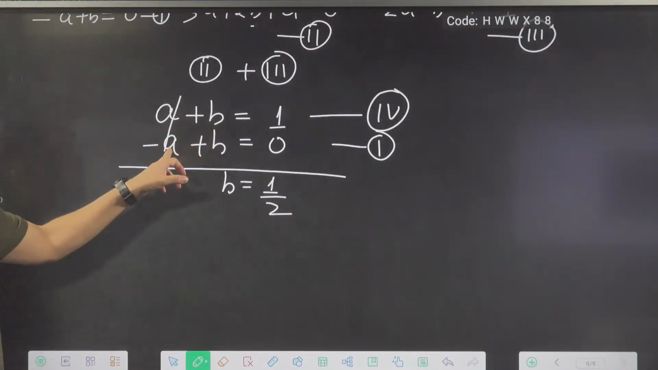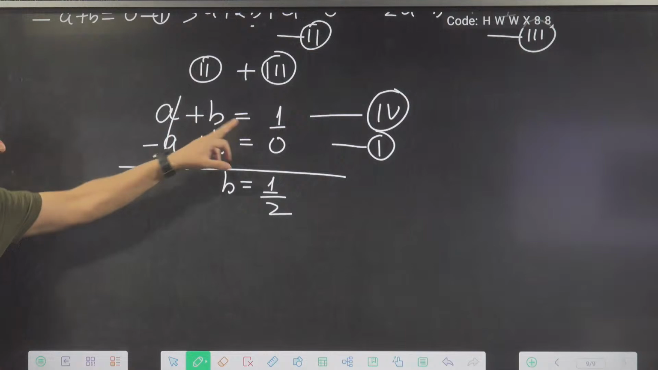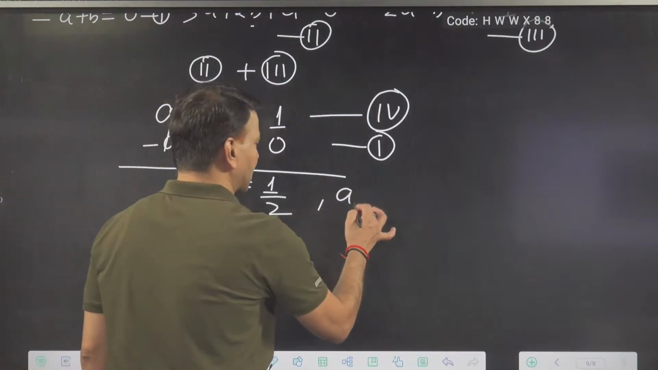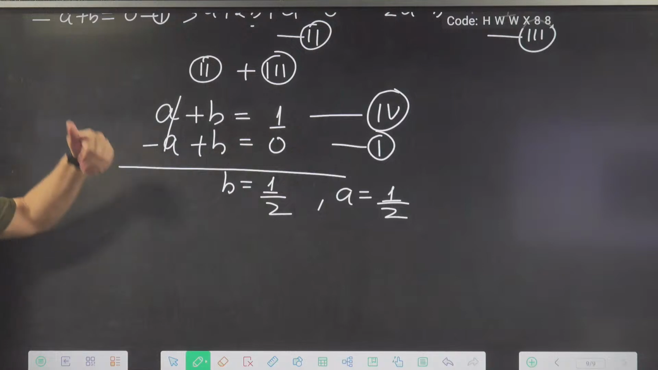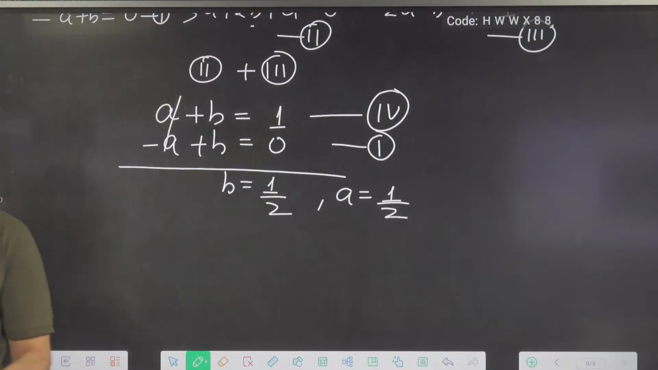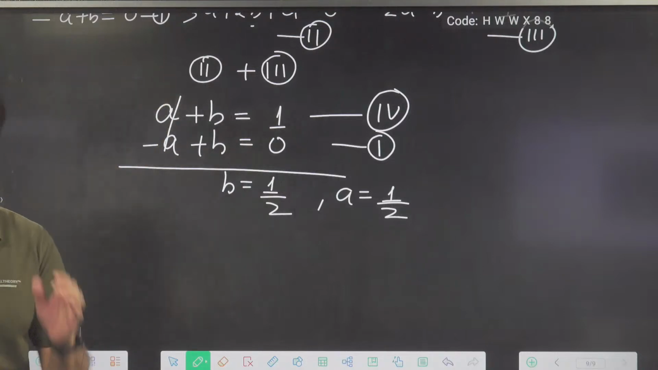Then A is equal to B. In the first equation you can see A is equal to B. Then the A value I also got is 1 by 2. Now I got A, I got B. Either in equation 2 or in 3 you can put their values, and you will get the C value.